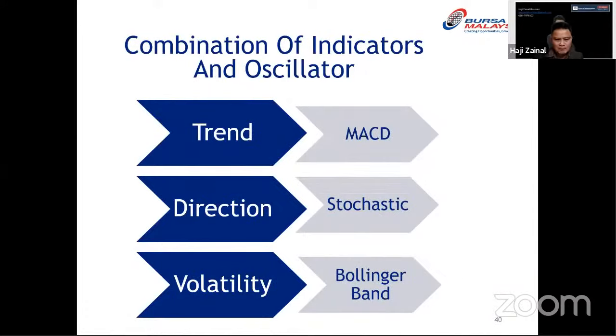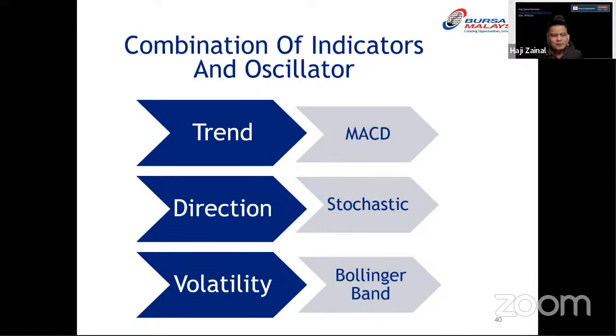Next one, how to combine these indicators and oscillators. This is very important when you do the trading, because this kind of combination will make you a better trader, because you can understand the whole market. In the market, the first thing you want to look at is the trend: is it an uptrend or a downtrend? The second is whether it is overbought or oversold. And also, how is the volatility of the market? These three things you need to know. Once we know all three, only then can we make a better decision whether to enter or to exit the market.